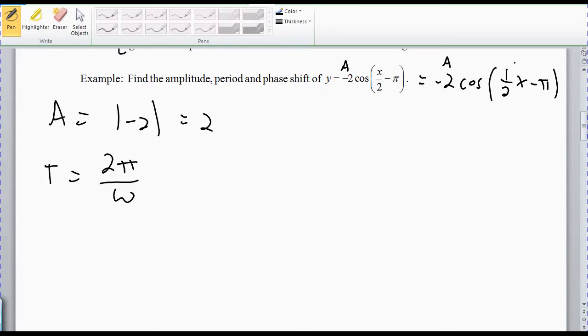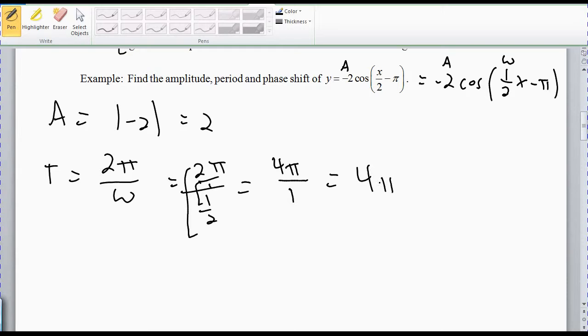Well, this is our A. 1/2 is our omega. So it becomes 2 pi over 1/2. I have to put that over 1 and then do 2 pi times 2, which is 4 pi, and then 1 times 1, which is 1. The shortcut way to do complex fractions, which gives us a period of 4 pi.